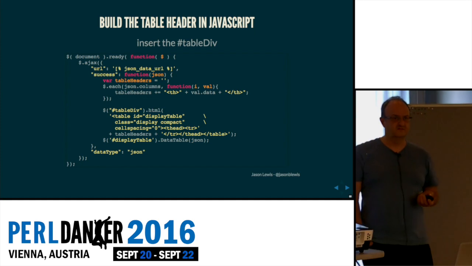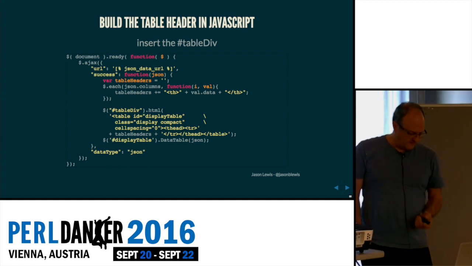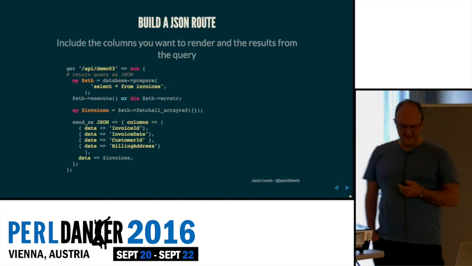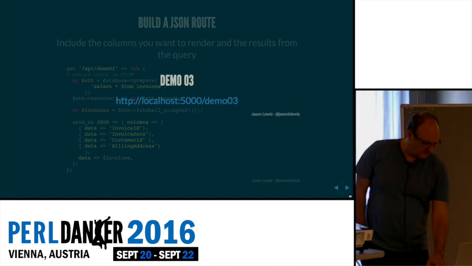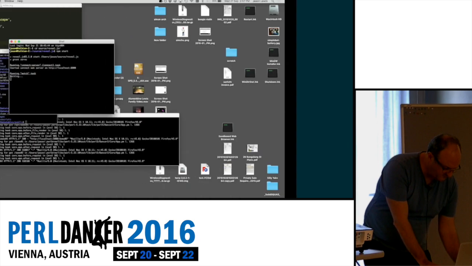Make sense? And then you need an API that will return the data to put into that table. So very simply, just query the database, and make a JSON object with the columns of the data and the actual rows from your query.